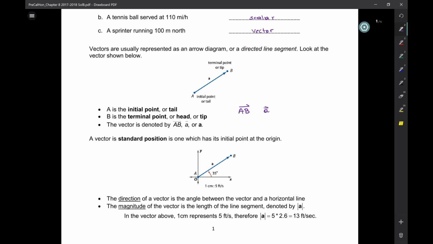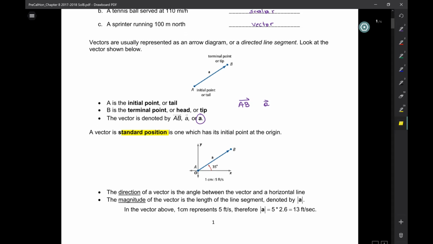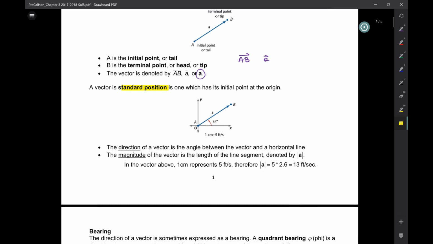In books, to simplify the notation, if they're talking about a vector, they would simply write it as a bold lowercase a, okay? Now, a vector in standard position is one where the initial point is at the origin, just like we had in trig or geometry. And how do we specify the direction? The direction is specified using an angle.